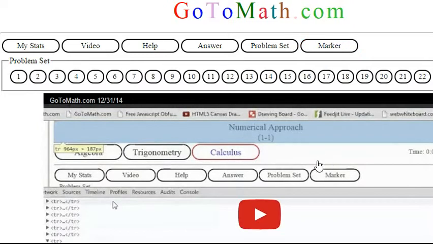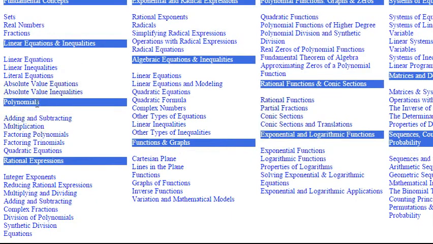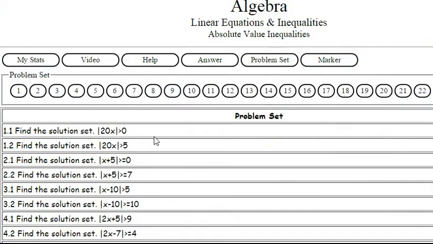Okay, we're over here at GoToMath.com. Let's go up here to the Algebra, click on that, and go down to Absolute Value Inequalities. That's what we're going to be working on. Okay, so let's take a look at this one here. We got the absolute value.